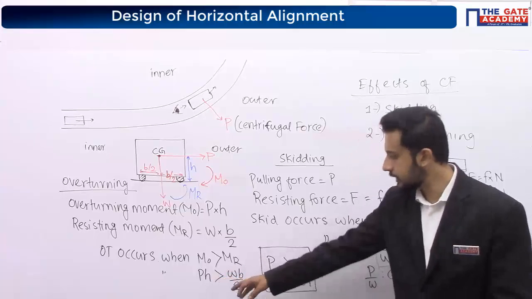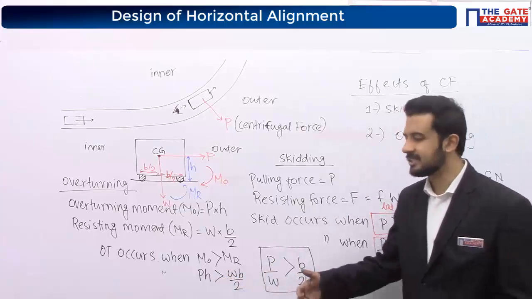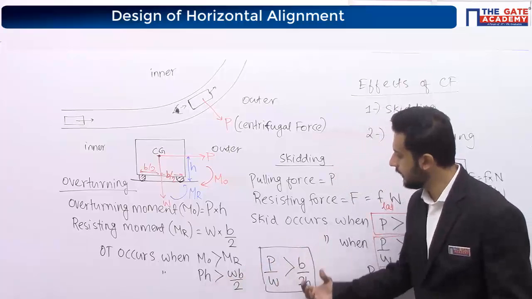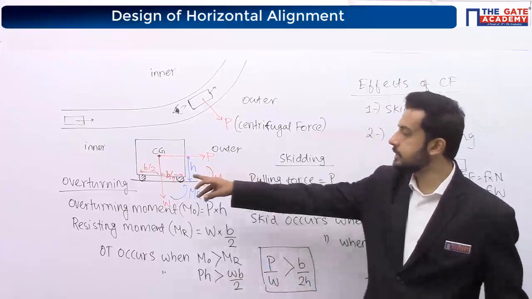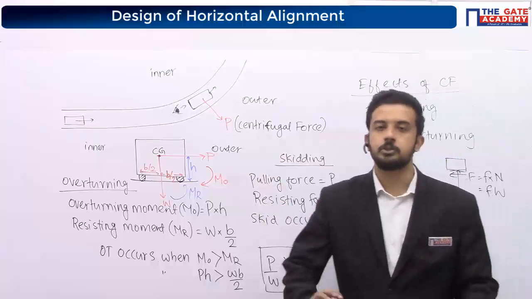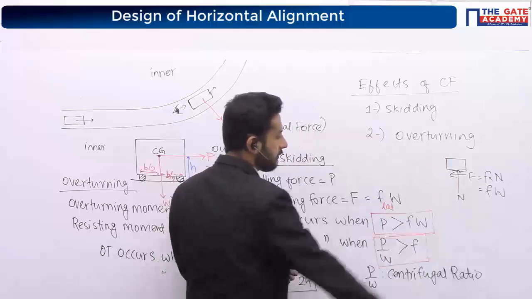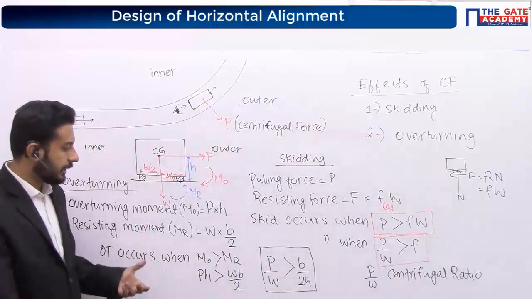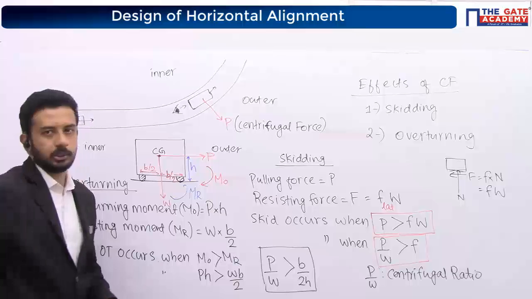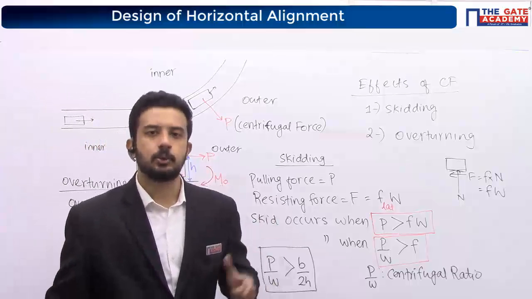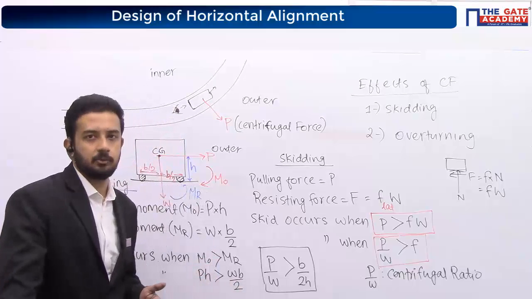Or in terms of the centrifugal ratio, I can write P by W. If it is greater than B by 2H, then overturn will happen. So to resist skidding, we need more friction value. To resist overturning, we need more B by 2H. But practically it is not possible. That's why we have to give super elevation.